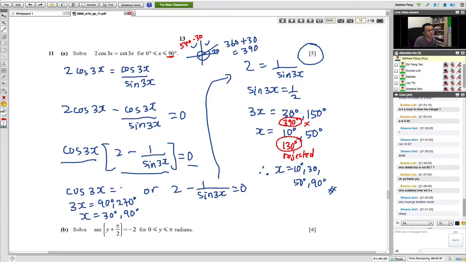And Eunice asks, why suddenly over sine 3x? Oh, this is cotangent. Cotangent, you know actually is cos over sine, correct or not? Cotangent A will equal cos A over sine A. So now I change the A into 3x, so cotangent 3x will equal cos 3x over sine 3x. Do you understand, Eunice?